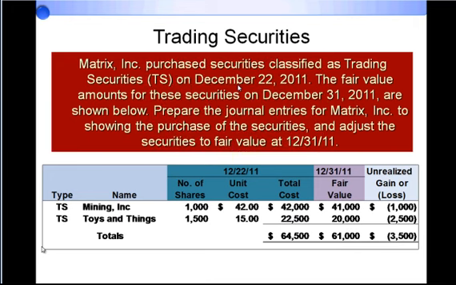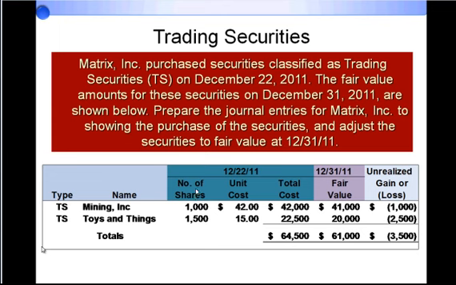So here we have an example. Matrix Incorporated purchased securities classified as trading on December 22nd, 2011. The fair value amounts for these securities on December 31st are shown below. Now they want us to prepare the journal entries for Matrix to show the purchase of the securities and adjust those securities to fair value at December 31st.